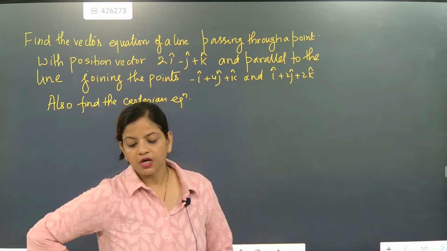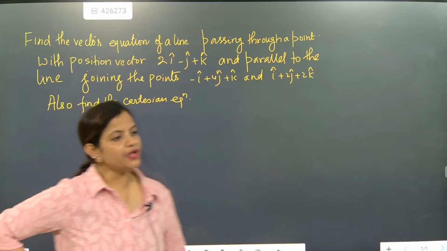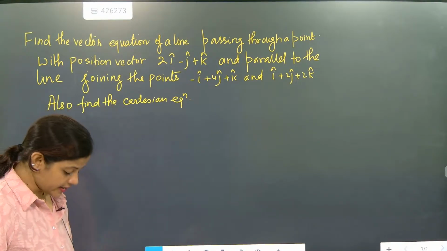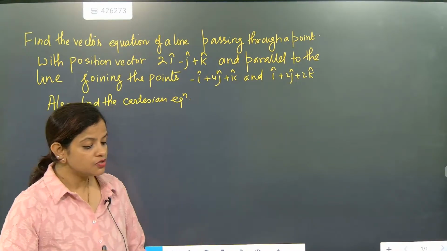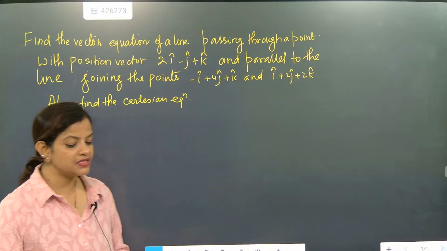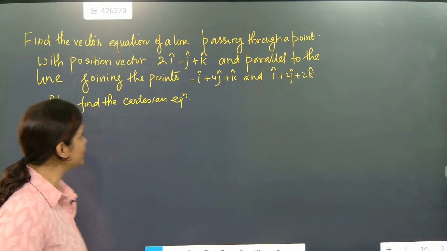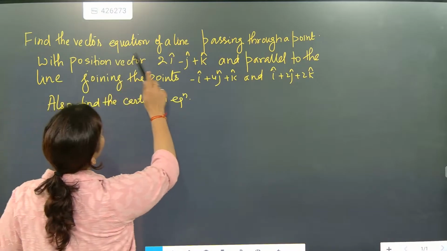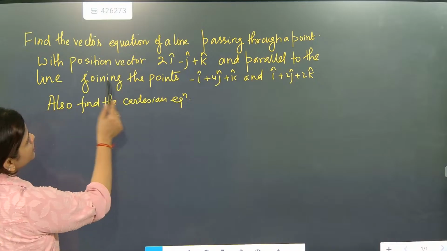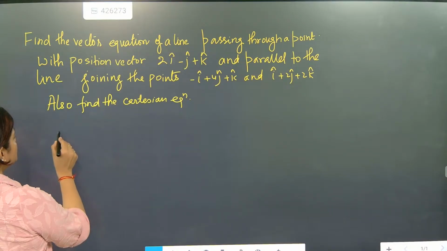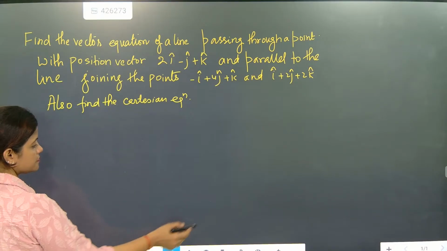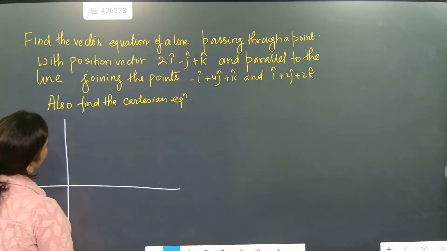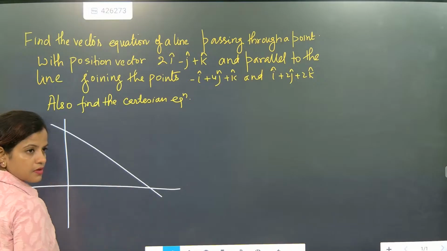Now look at it. The question is very simple. I have given you time to analyze it, but just understand this one. What is exactly given to you? Let's understand these questions. This type of question already came in CBSE. We're going to understand this question nicely first. What they have given here is: find the vector equation of a line passing through a point with position vector this. So vector equation of a line, okay?